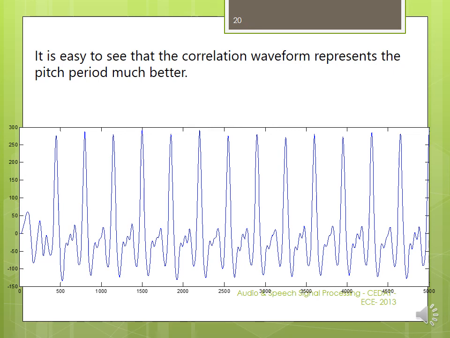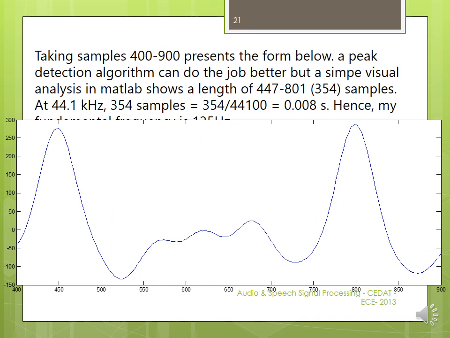As you can see, the periodicity is even much better. This is the resultant that we get if we zoom into two troughs. These are about 354 samples apart. We have a first trough at around 447 and the second trough at around 801. I was recording at 44.1 kilohertz, which is 44,100 samples per second. So those troughs were recorded within a period of 0.008 seconds, and you can calculate the fundamental frequency. It is not visible there, but it should come to around 125 hertz.